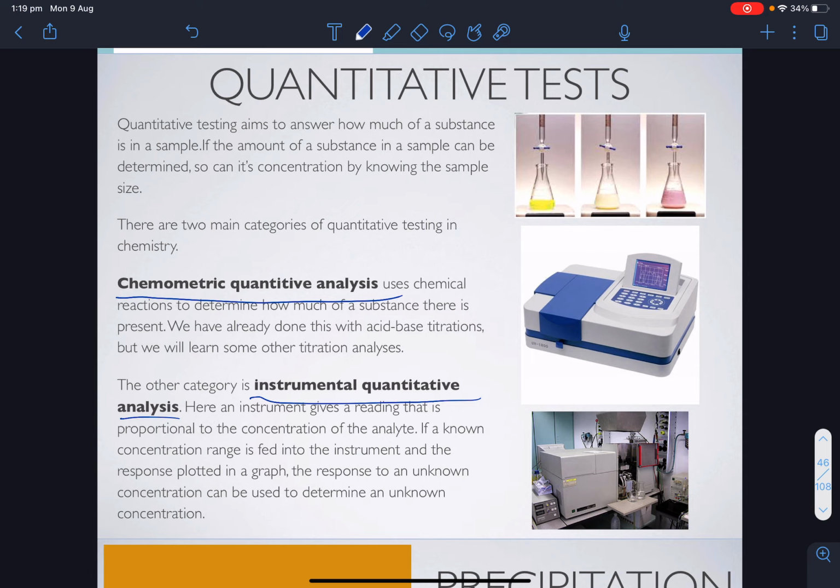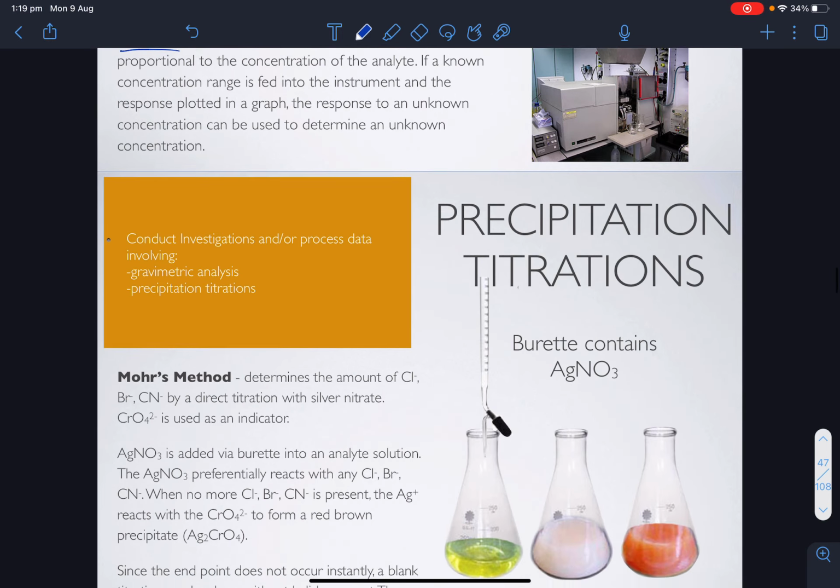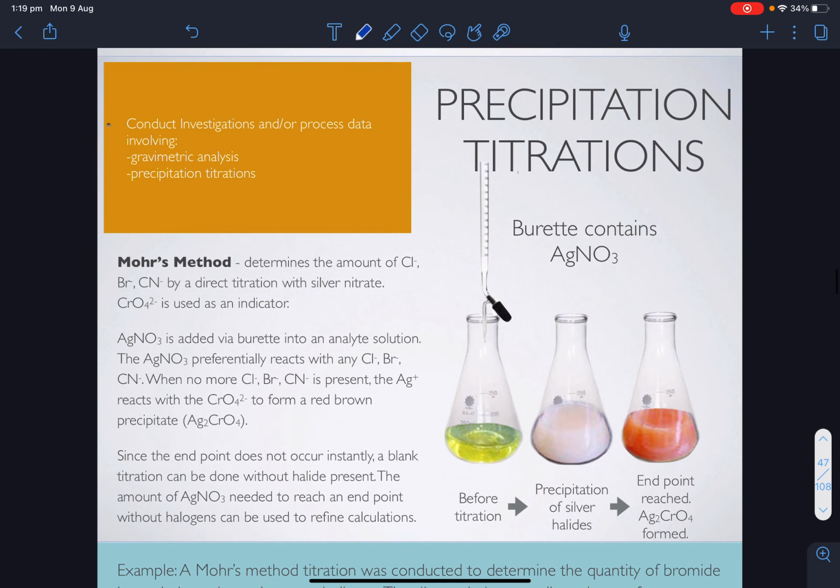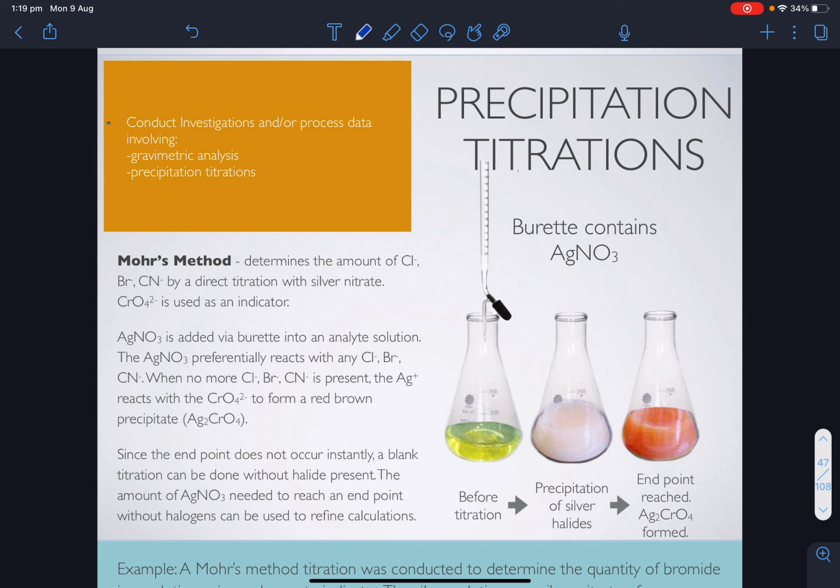Okay, so first up we're going to talk about this one: investigations and processing data involving gravimetric analysis and precipitation reactions. Oh, sorry, precipitation titrations. So back to titrations. So I've got two methods here for precipitation titrations. They're the most common. There's a third one in the textbook if you want to go into it.